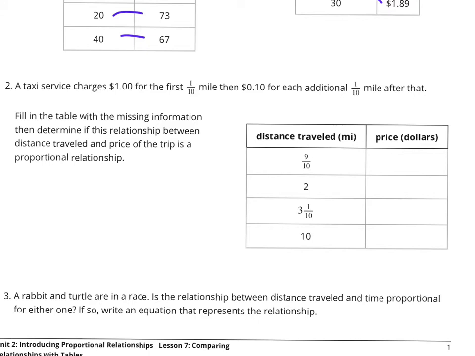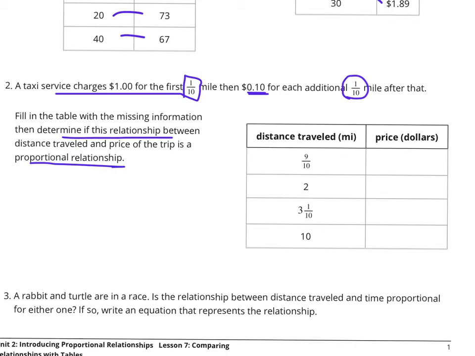So the difficulty here with this problem is just the wording more than the math. It says a taxi service charges $1 for the first tenth of a mile, and then after that, 10 cents for each additional tenth of a mile that the taxi is driving. Fill in the table with the missing information, then determine if this relationship represents a proportional relationship.